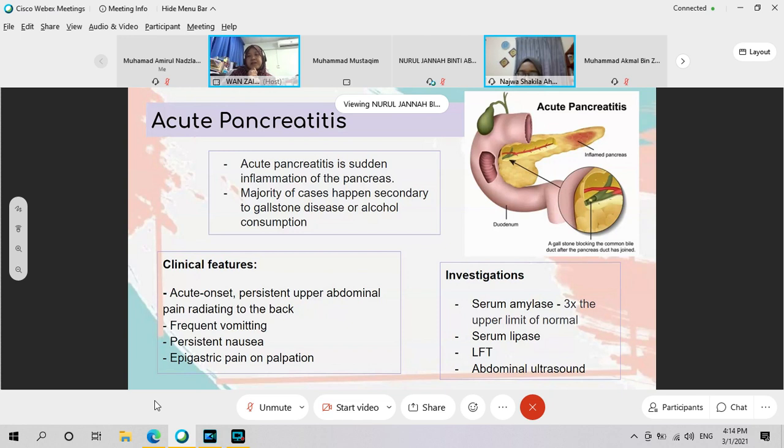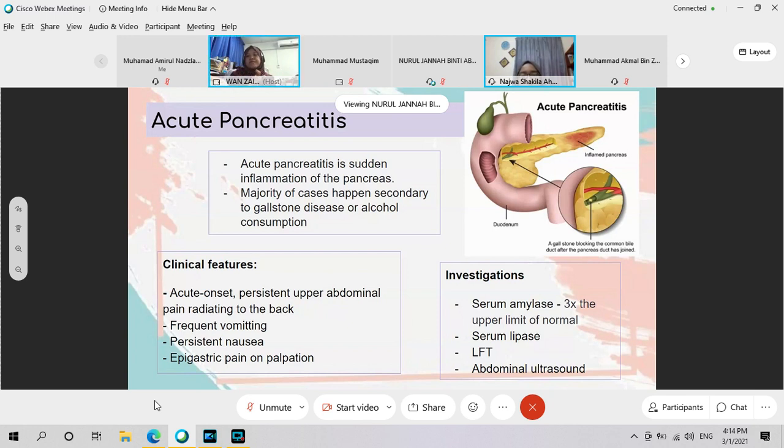Berapa? Anybody? Tahu tak berapa? 30 to 110 unit per liter. Yang normal up to 300. Kalau 3 times 900. So kita ambil 1000. If serum amylase more than 1000, it is a diagnostic for acute pancreatitis. Okay?